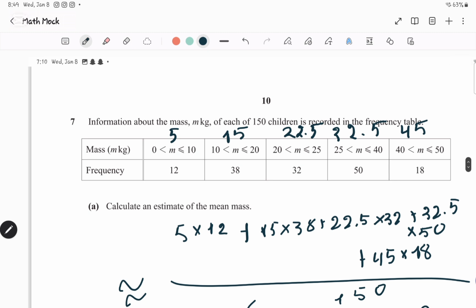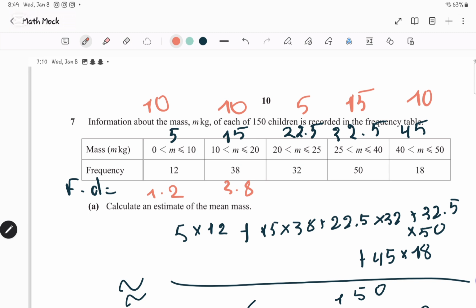How do we find the frequency density? Very simply, frequency density is equal to the frequency divided by the width. So let's find the width. I will write it in red. The width is original minus final. So this is 10. This is also 10. This is 5. This is 15. And this is 10. So this is going to be 1.2, 3.8.